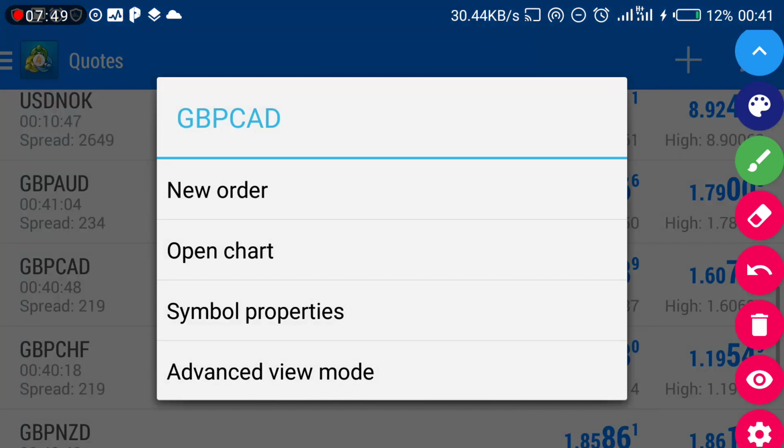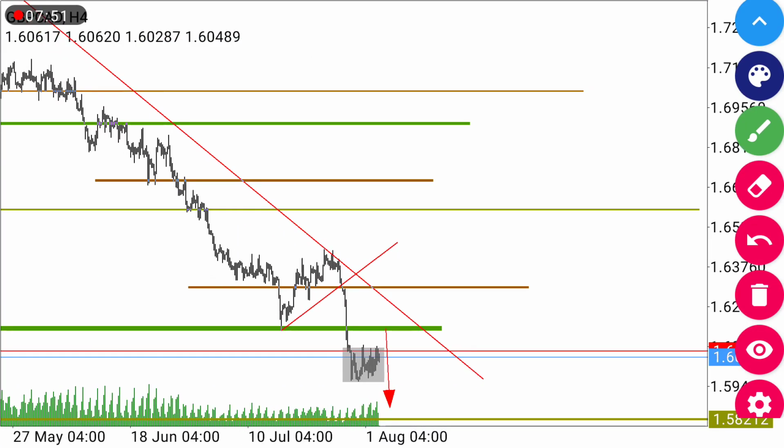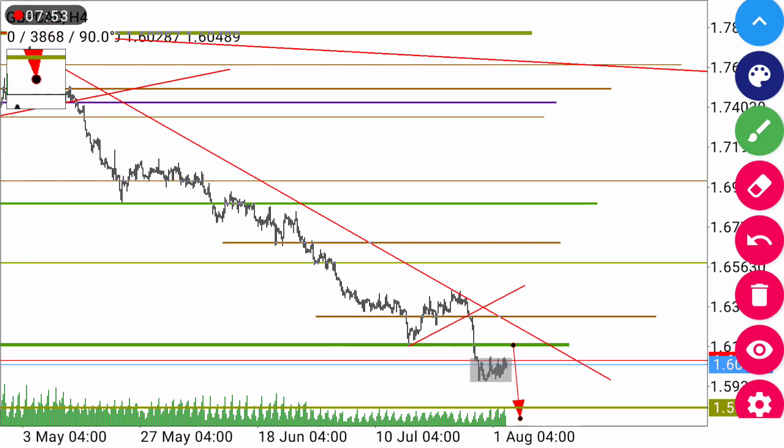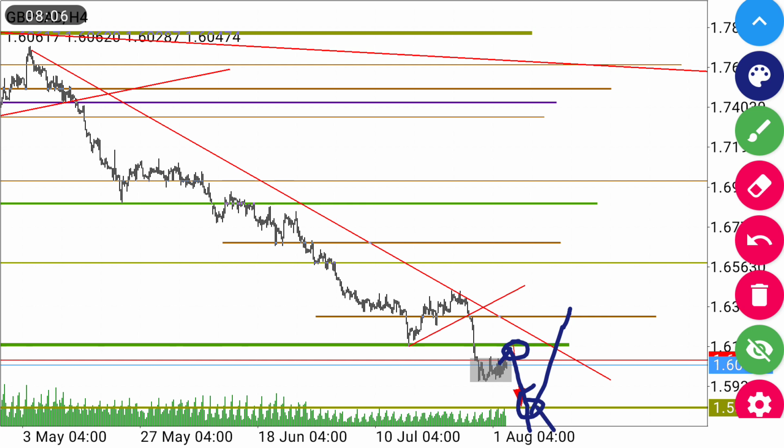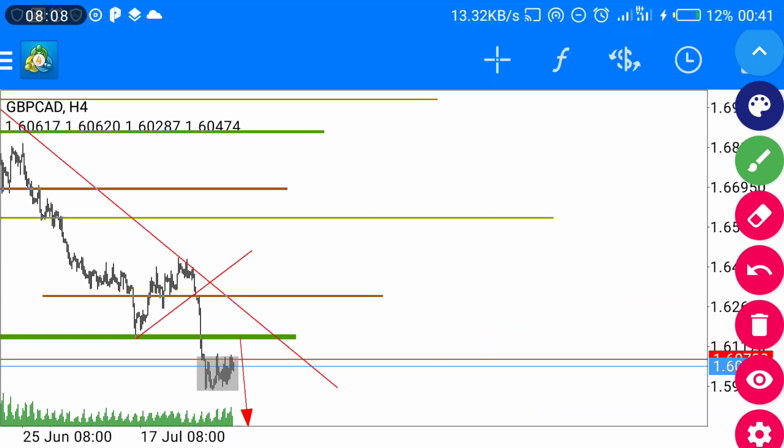Another pair is GBP CAD. On GBP CAD, we're going to be having a bearish direction, but this bearish direction is going to have a temporary up move. Then from there, this area is where we're going to be having a bearish direction. But we'll be targeting this area, then focusing for the coming week either to buy it or to sell it. But for this week, we'll sell it toward that targeted area.